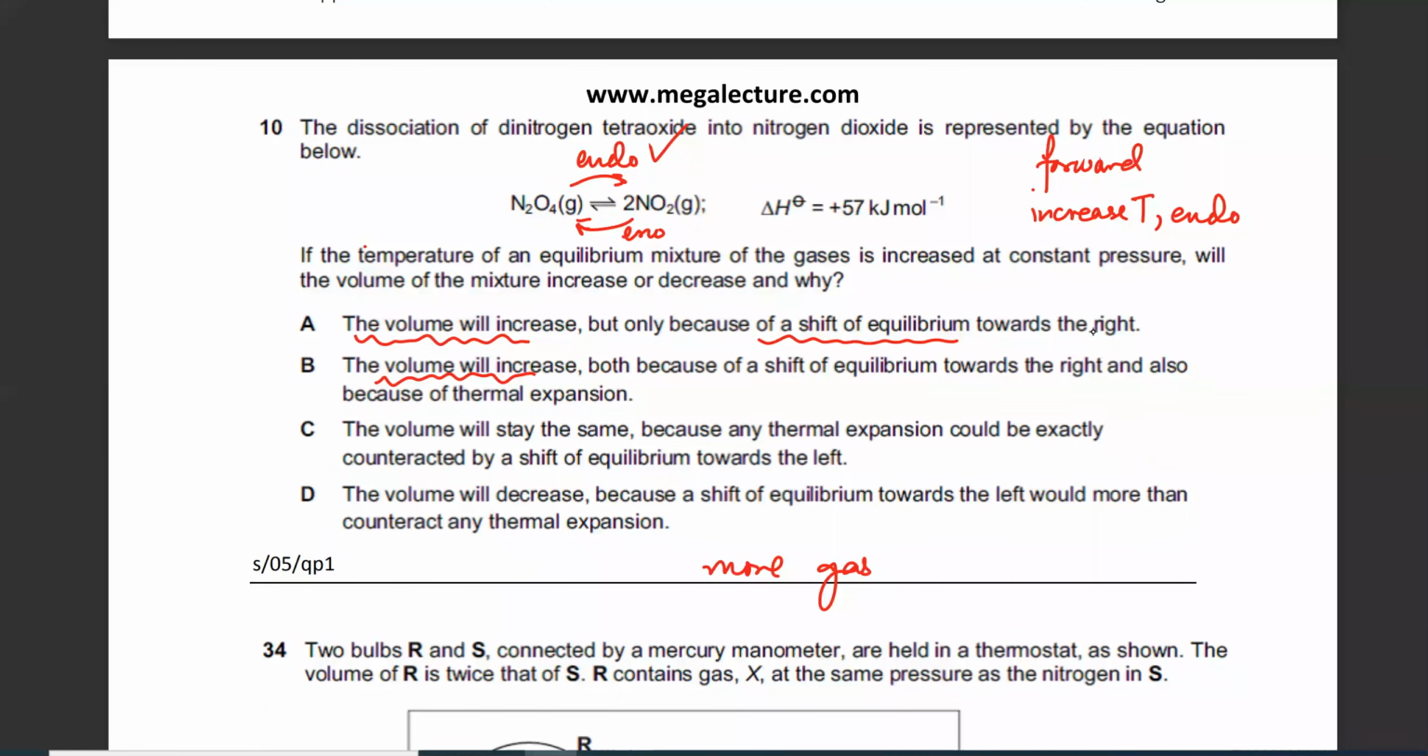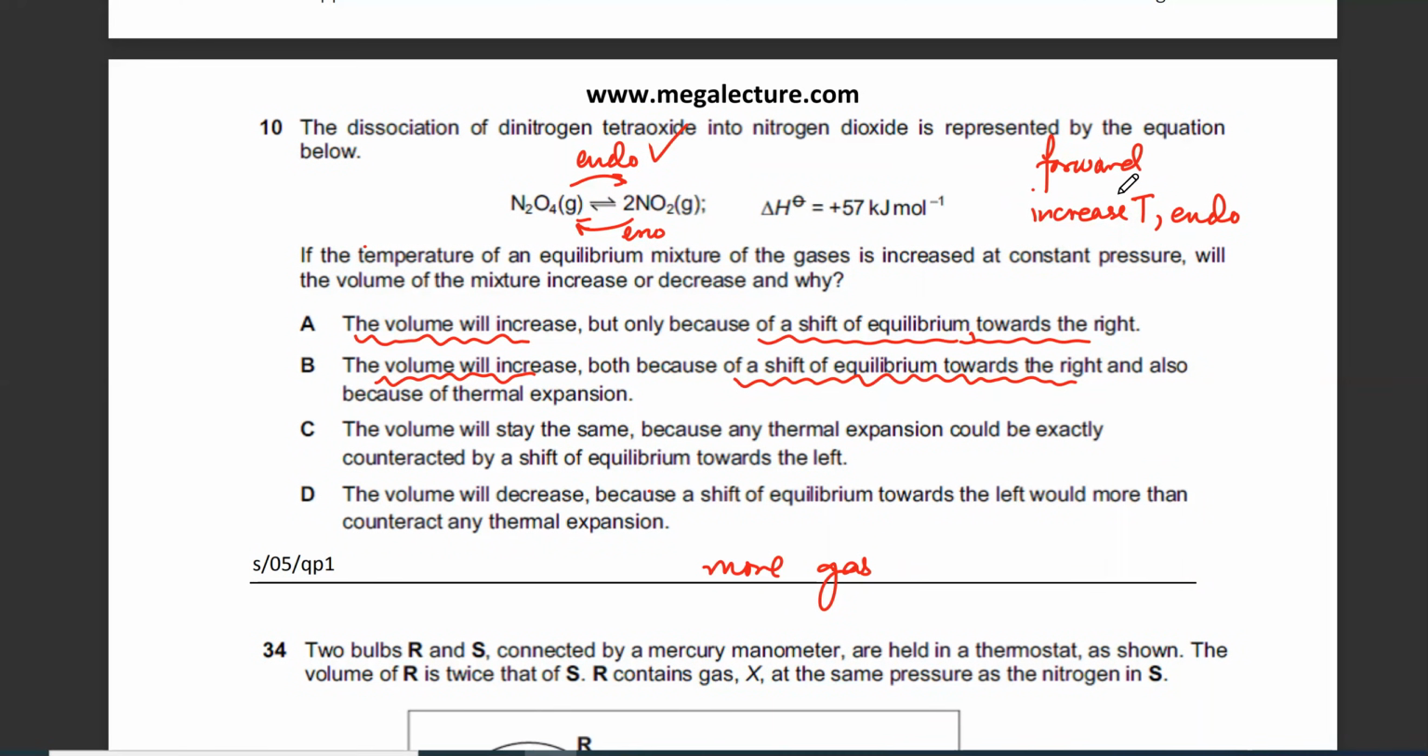And that statement is also given in the second statement as well, because of the shift of the equilibrium towards the right. So up till this point, both statements are kind of identical. This one is also saying that it shifts to the right. The second one is also saying that it shifts to the right. But he's saying, and also because of thermal expansion. So the second statement, option B, has a third point as well, that the volume of the mixture is increasing because there's thermal expansion happening.